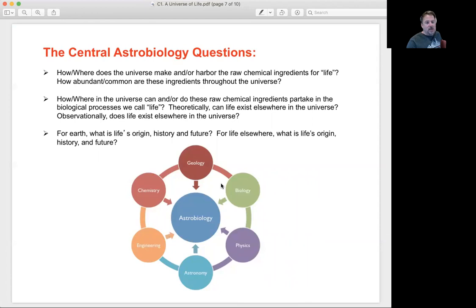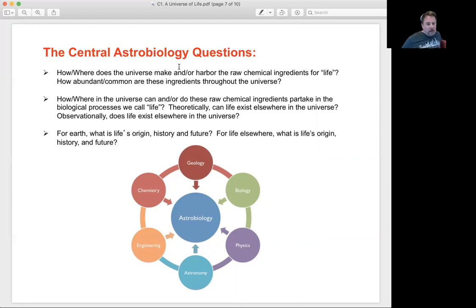How and where in the universe can or do these raw chemical elements partake in biological processes called life? Can life exist elsewhere? We're going to say yes, so we're going to act like it's yes, and we're going to go out and try to answer that question. We have to be optimistic. Remember what they say, a lack of evidence is not evidence for the lack of something. Okay, there's a lot of needles in a huge haystack. For Earth, then we have to also ask the question, what's its origin, history and what's its future? Okay, for life elsewhere, how related is it to our path?